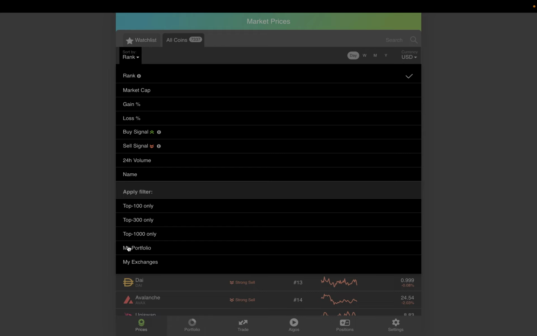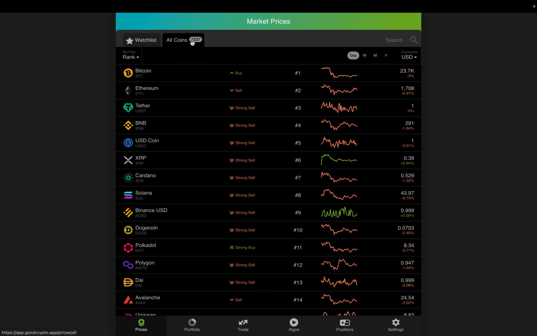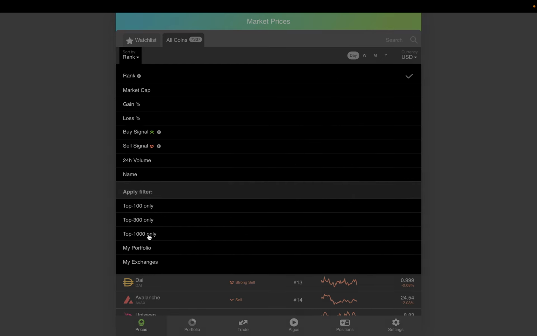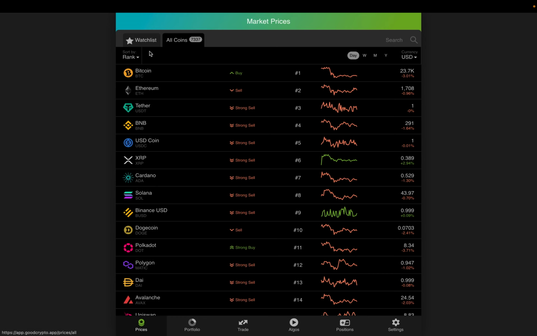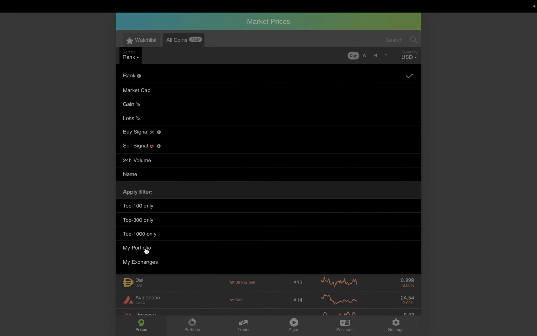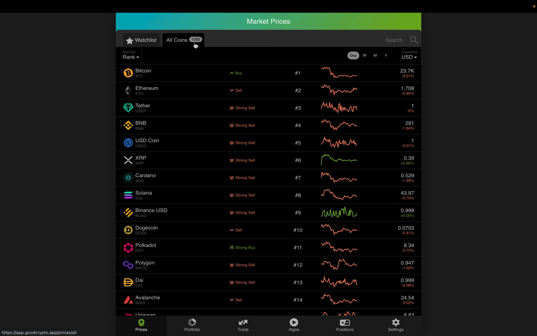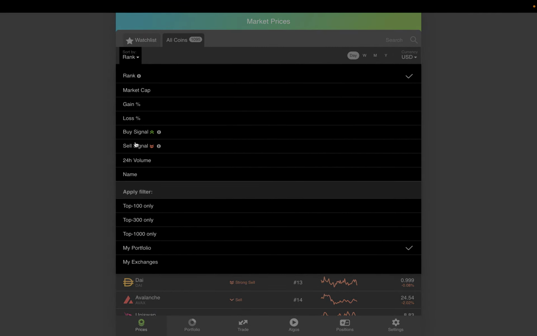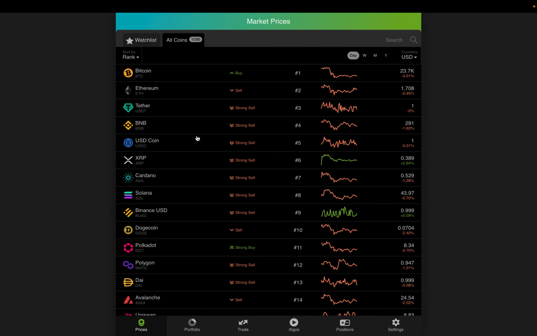So let me give you a quick overview of those filters that were here previously. So my portfolio basically will leave out of those 8,000 coins or 7,000 coins, only the coins that I have in my portfolio, meaning on my connected exchange accounts or wallets. So if I see here 7,000 coins, that's the whole universe. My portfolio only has not actually a small amount, but only 1,000 of them. And once I've done this filter, then I can sort by gain, loss, or buy and sell signals inside those coins that I actually have in my portfolio.